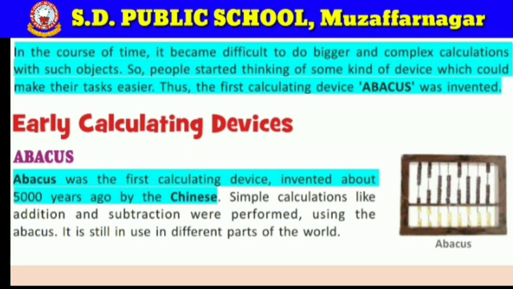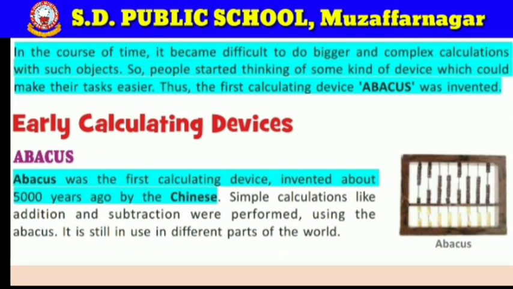Let me explain this. These counting methods were not reliable because fingers and toes of different people may be of different size. In the same way, stones, sticks and bones may also vary in size and weight. So the people started thinking of some kind of device which could make their task easier. Thus, the first calculating device, abacus, was invented.